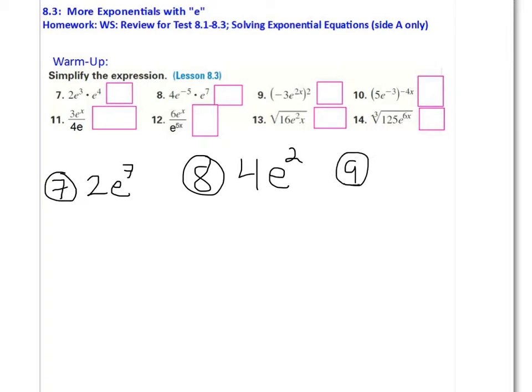Now for 9, the squared power on the outside of all the parentheses goes to both the -3 and the 2x. And what happens is you multiply those exponents, so the e is to the 4x, and the -3 squared is 9, e to the 4x.